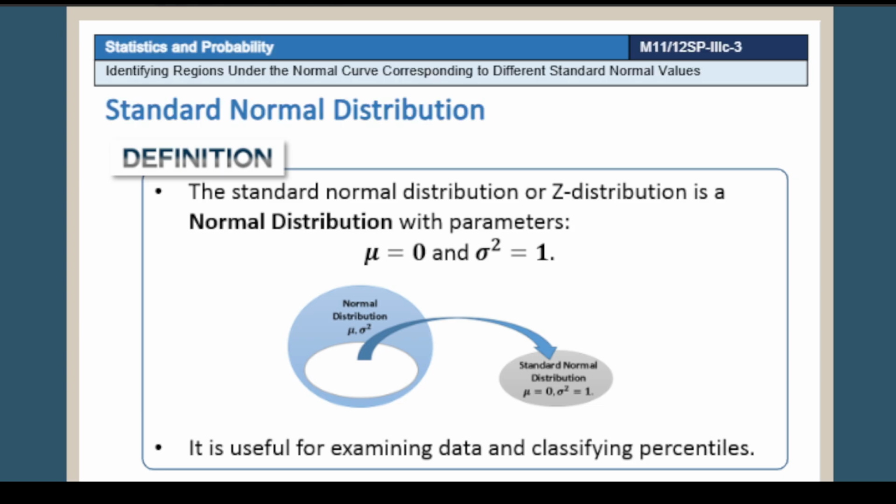Now, let's move to the definition of the standard normal distribution. A standard normal distribution, also known as the z distribution, is also a part of the normal distribution. But here the mean is equal to 0, while the standard deviation is equal to 1. These are our parameters, and it is useful to examine data and classify them through percentile ranking.